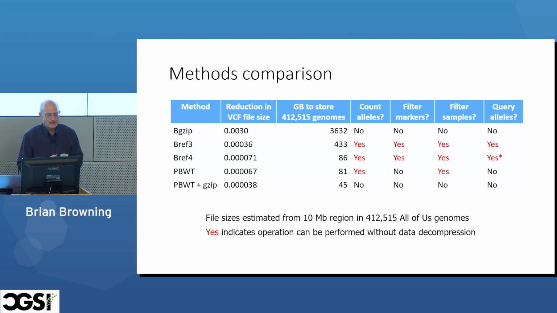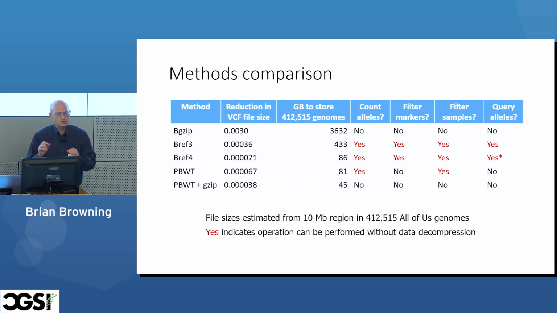So BREF3. BREF3 gives you another 9-fold decrease compared to bgzip. It gets the data to store 400,000 genomes down to about 433 gigabytes. BREF4 gives you another 5-fold. So that extra recursion that BREF4 does, it's sort of diminishing marginal returns, but 5-fold is still nothing to sneeze at. BREF4 gives you another 5-fold comparison down to 86 gigabytes.